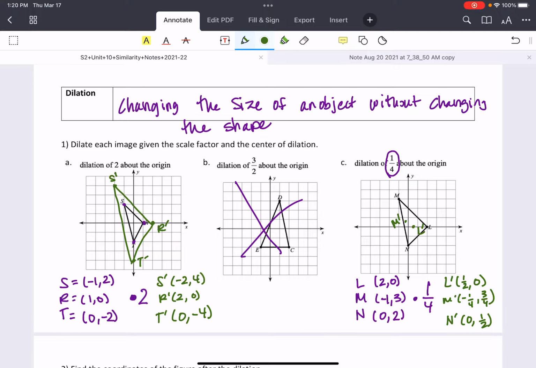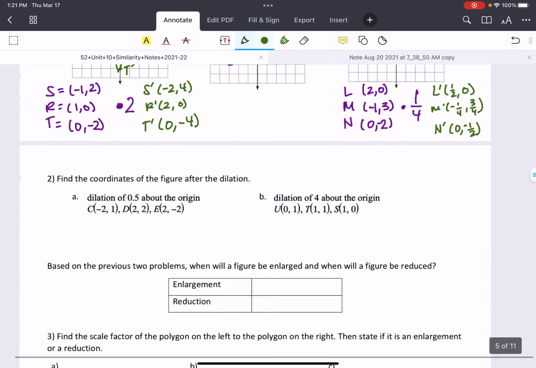Oh, that's a -2. It's a good thing I caught myself. This is a -2 right here, so we want this to be a -1/2. I need to come down here. That's our N prime and our little tiny triangle in there. It got smaller. So what does this show us?